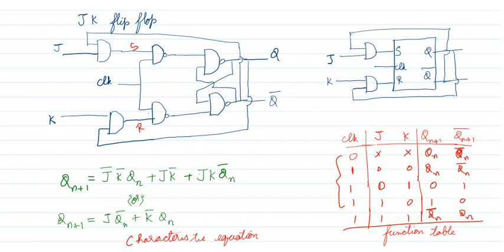So the output is 0. Next, J is 1, K is 0. J is 1, so 1 into Q bar; K is 0, so 0 bar is 1, so Qn bar plus Qn is always 1. Last case, J is 1, K is 1. 1 bar is 0, so this term becomes 0, and J is 1, so 1 into Qn bar. Okay, so I can fill the Qn plus 1 with this expression or this expression. This equation is called the characteristic equation.